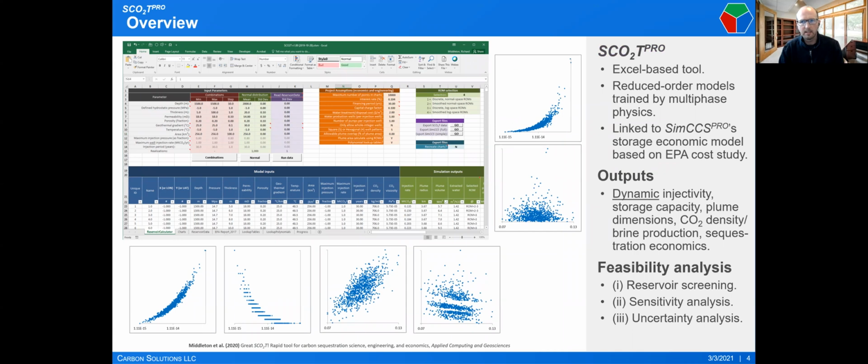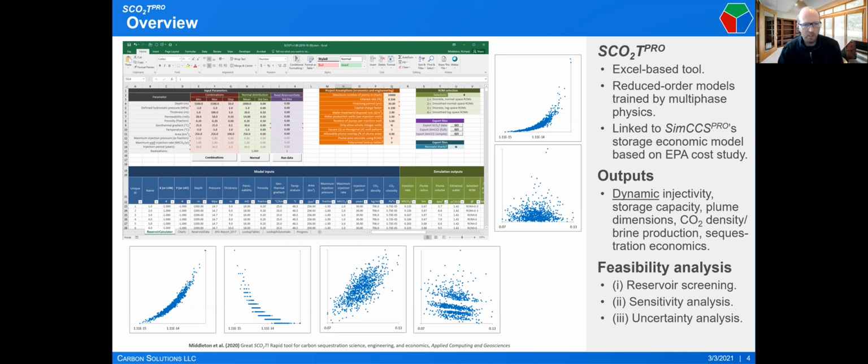First of all, very quickly, SCO2T Pro is an Excel-based tool. It has thousands of lines of code behind it. It is powered by machine learning and AI. The reason for putting it in Excel is, in addition to having all of this code, all of the data is in the same place, and anybody can run SCO2T. All they need is a Mac or a PC, and you don't need to install anything whatsoever.